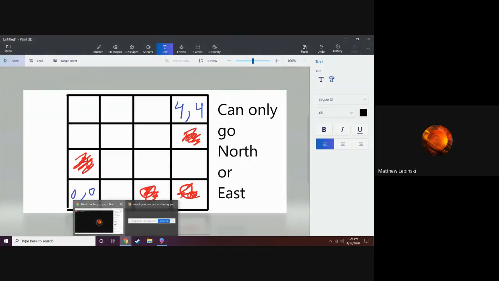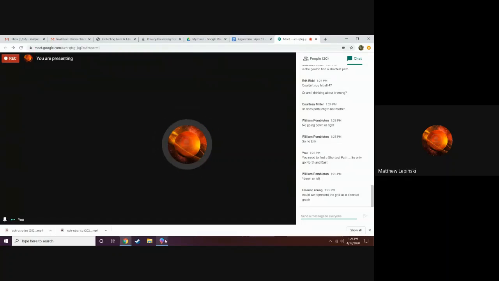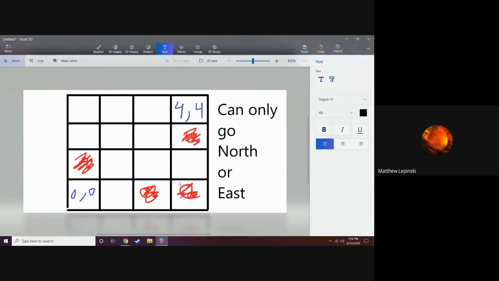Any other questions? Yes. Yeah, so this could be a graph problem. 100% you could solve this using a modified version of Dijkstra's algorithm. Exactly Dijkstra's algorithm doesn't work, but you could make this a graph and get something that is kind of Dijkstra's algorithm.